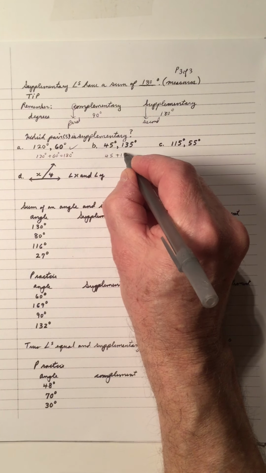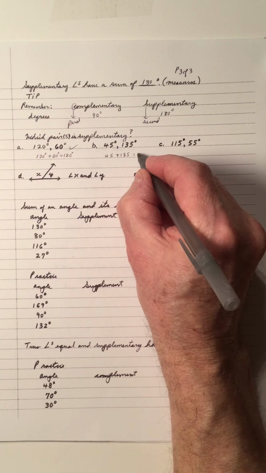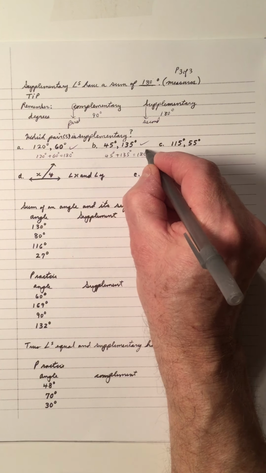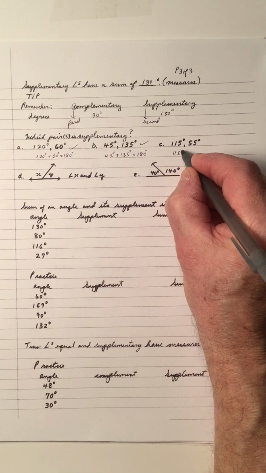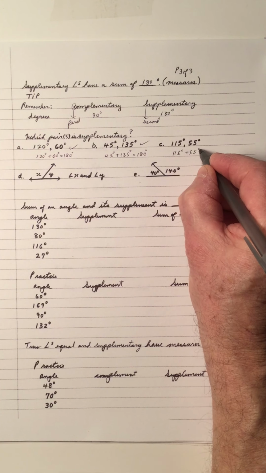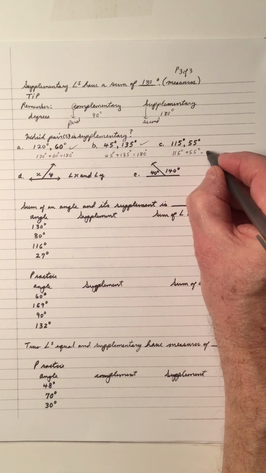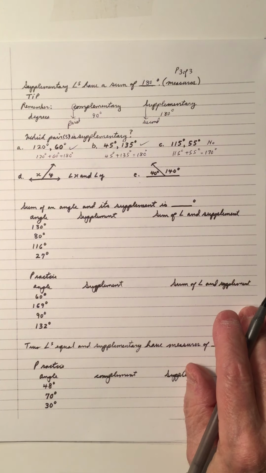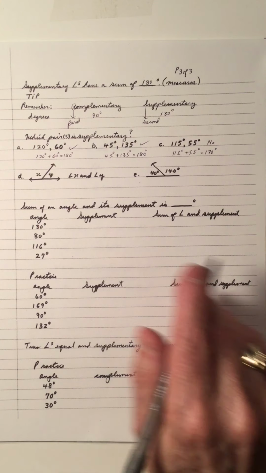45 add on 135 adds up to 180, so they're supplementary. 115 add on 55 gives me 170. No, they're not supplementary.